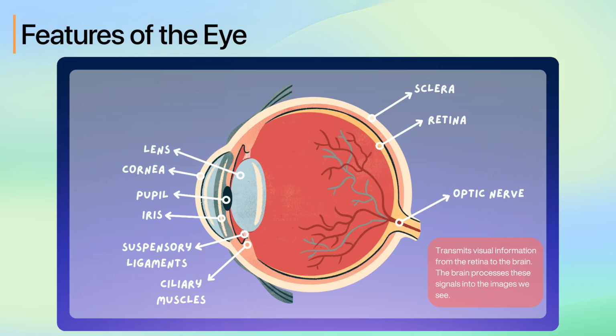To reinforce your understanding, it is useful to practice labeling the structures of the eye on a diagram. Ensure you can identify and label the following: the sclera, cornea, iris, pupil, lens, retina, optic nerve, and finally, the ciliary muscles and suspensory ligaments.